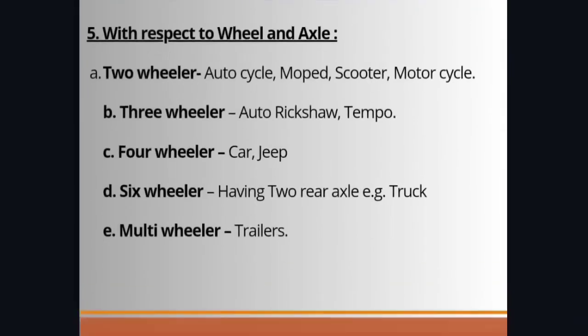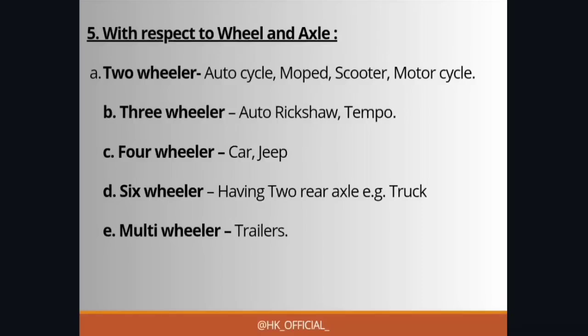Then fifth one, with respect to wheel and axle. So here this is also very easy part in which we can classify our automobiles like two-wheelers, three-wheelers, four-wheelers, six-wheelers and multi-wheelers. So in two-wheelers you can give example of auto cycle, moped, then scooter, motorcycle. Three-wheelers, auto rickshaw, tempo of course.